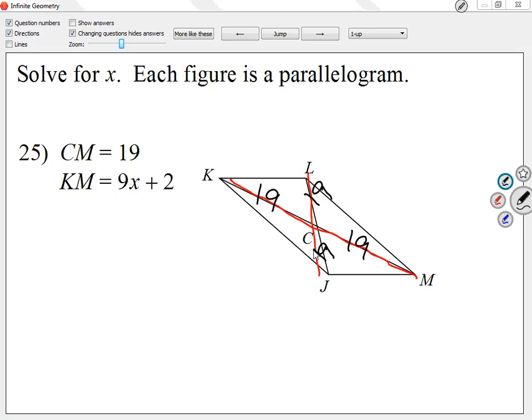Now, KM is 9x plus 2. So I'm just going to say 9x plus 2. How big is the entire KM? 38.